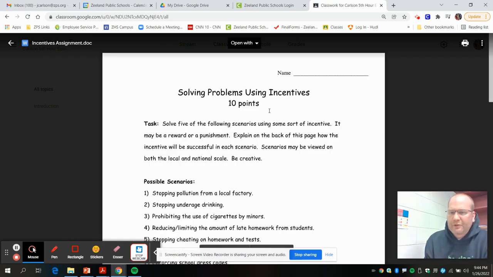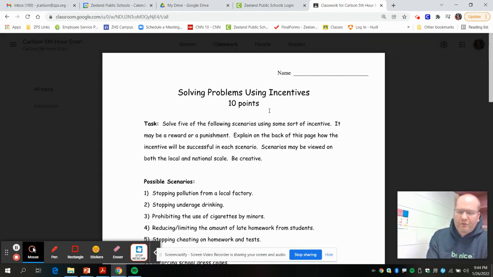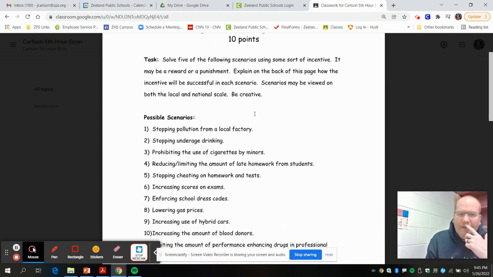So it says solving problems using incentives. Incentives is how we solve problems. It always is. You've done it all the time. You probably just didn't know that you were doing it. It says solve 5 of the following scenarios using some sort of incentive. It may be a reward or a punishment. Explain on the back of this page, and on here you just scroll down, how the incentive will be successful in each scenario. Scenarios may be viewed on both the local and national scale. So you could talk about something maybe that it would help prevent locally or nationally. Be creative, it says, use your heads.